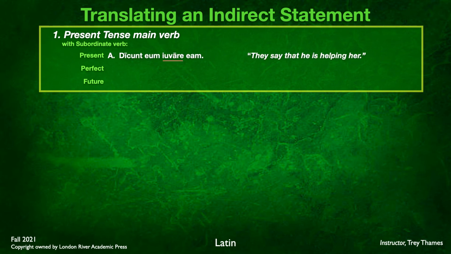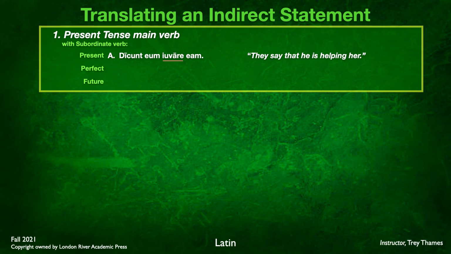Dicunt irare eam. So irare is a present active infinitive. So it simply translates, they say, dicunt. Notice dicunt is in the present tense, main verb. In all three of these examples, this main verb is going to be the present tense. Dicunt, they say, he, but we have to add the word that. They say that he, irare. So we're going to translate this as indicative, not as to be, to help. We're going to translate this as helping, indicative.